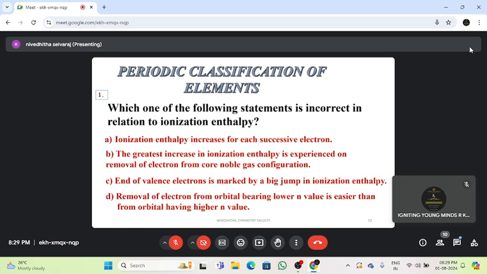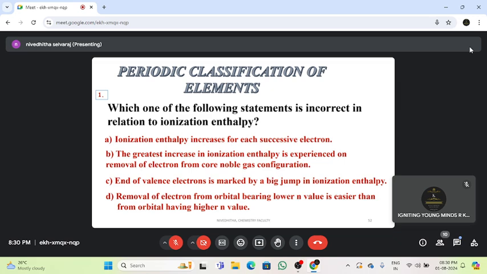The first statement is that ionization energy increases for successive electrons. Is that right? Yes, ma'am, it is right. The second option is that the greatest increase in ionization enthalpy is experienced on removing one electron from a core noble gas configuration. Is that right? Yes, ma'am, because noble gas configuration is very stable and we cannot easily remove an electron from it, so we have to supply more energy. So the second statement is also right.